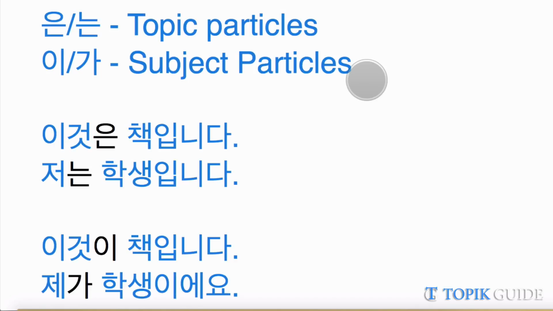So I will just say that they are almost the same. In most of the situations, 은 and 는 can be replaced with 이 and 가, and 이 and 가 can be replaced with 은, 는. So you don't have to worry about that. For example, in this sentence, 이것은 책입니다. This is a book. But you can also say 이것이 책입니다. And they are both fine.